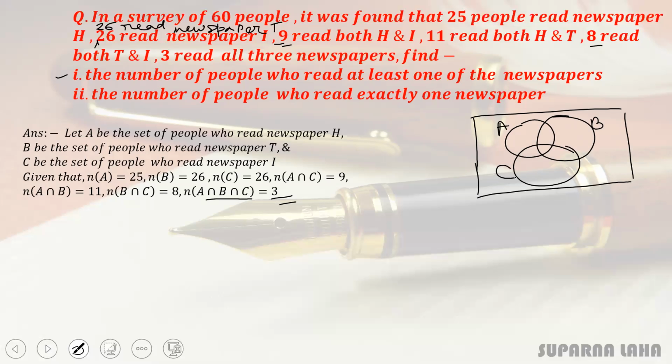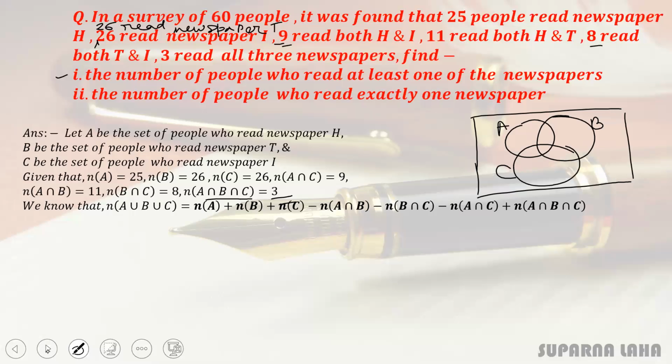At least one paper they read, maybe more than one paper they can read. So you need to find their union first. You know the formula for 3 sets, the number of elements present in their union. So apply it, put in the given data and find the value. That means this is 52.